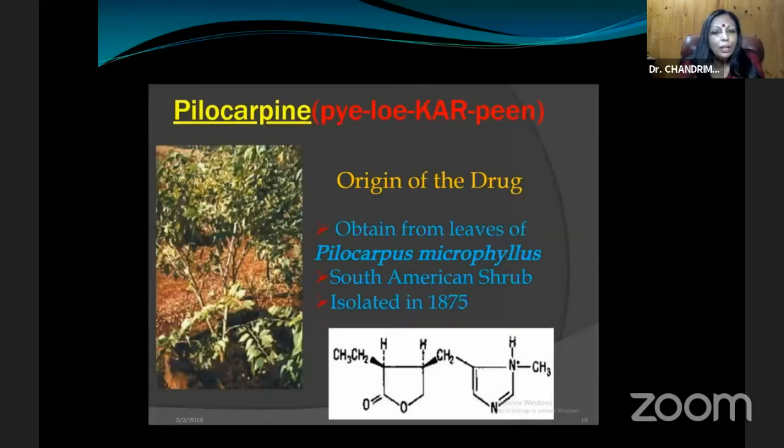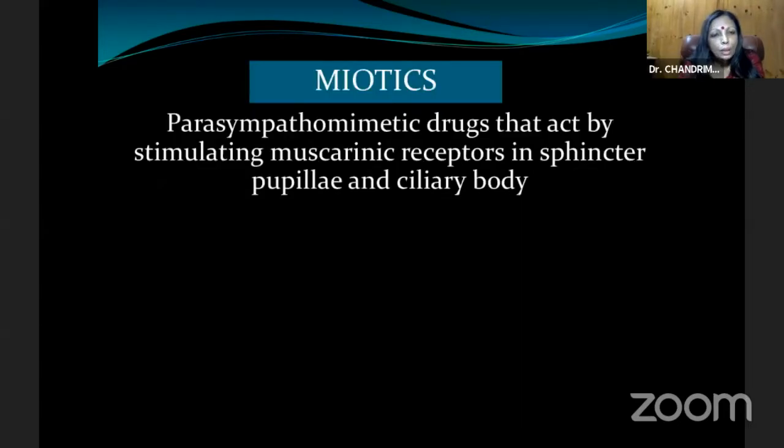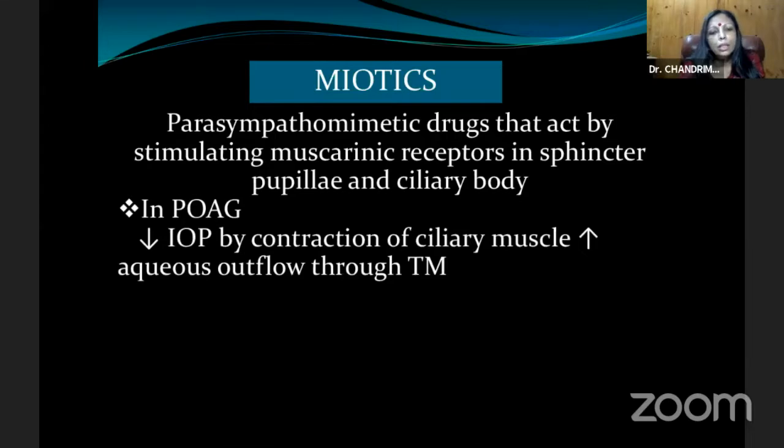Pilocarpine is obtained from the leaves of Pilocarpus microphyllus. It's a South American shrub, and the drug was isolated as early as 1875, and that's the molecule structure. It's a myotic, parasympathomimetic drug that acts by stimulating muscarinic receptors in the sphincter pupillae and ciliary body.